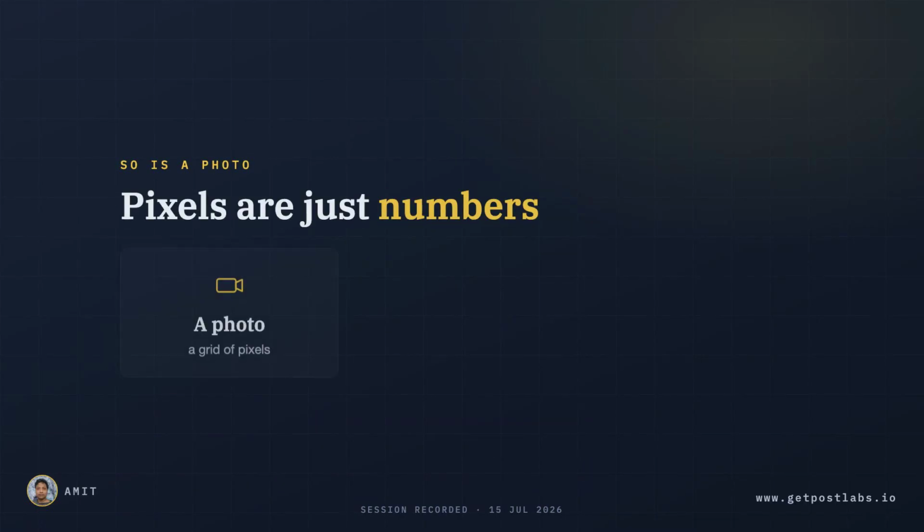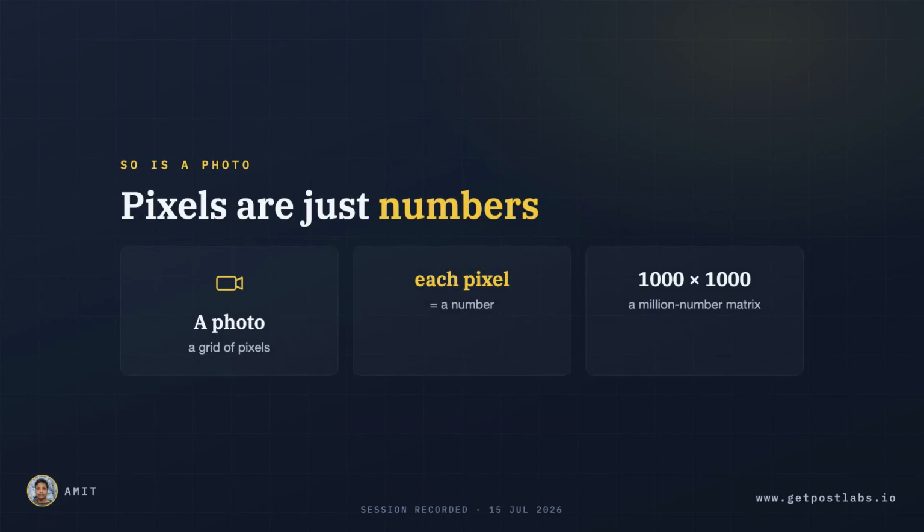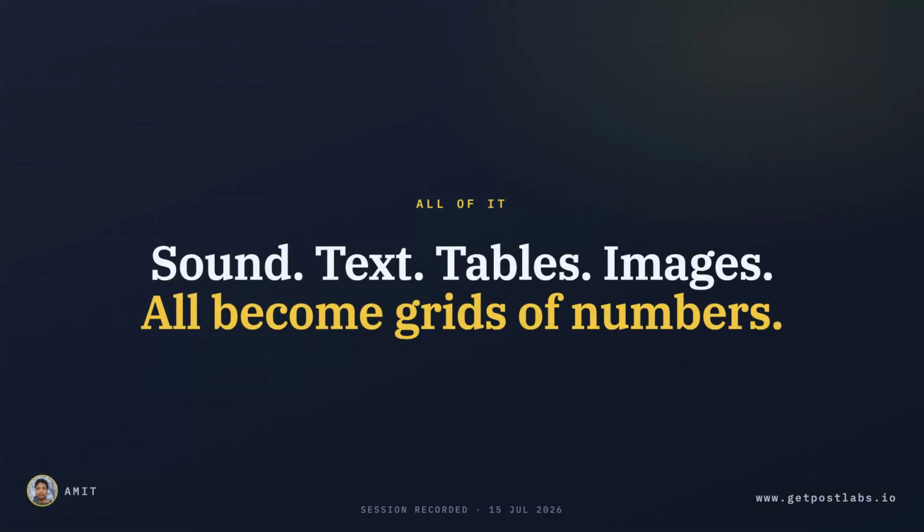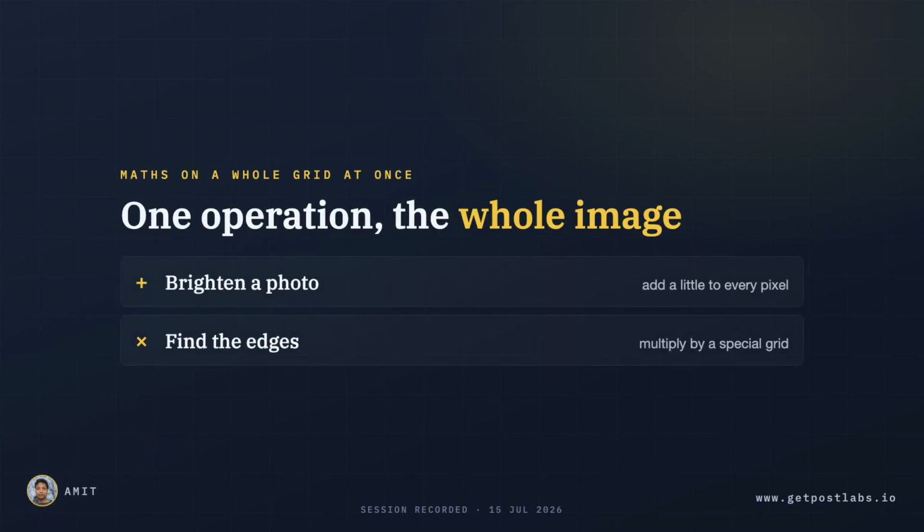Now a photo. A picture is just a grid of tiny dots called pixels, and each pixel is a number. A 1,000 by 1,000 photo is a matrix of 1,000,000 numbers. Sound, text, tables, images, the computer turns every one of them into a grid of numbers. So when we say everything inside is a matrix, we mean it quite literally. And the magic is you can do maths on a whole grid at once.